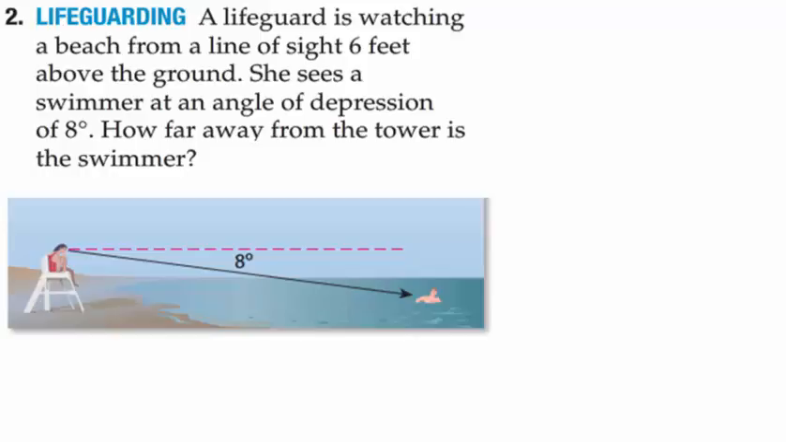So we want to go ahead and create a right triangle out of this story problem. Part of it's already done for us, but we do need to fill in some more details. Okay, so here we've got our 6 feet put in. I've drawn in the right triangle from the lifeguard to the swimmer.